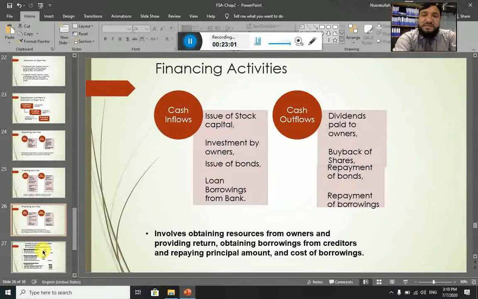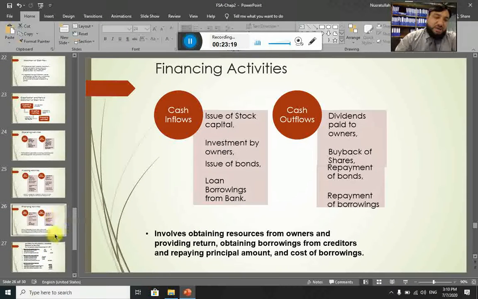Usually financing activities involve obtaining resources from owners and providing a return, obtaining borrowings from creditors and repaying the principal amount or the cost of borrowing, or paying interest. All these things come under financing activities.